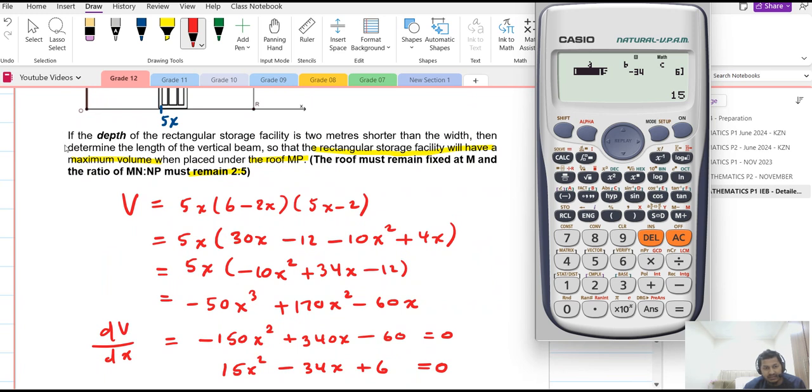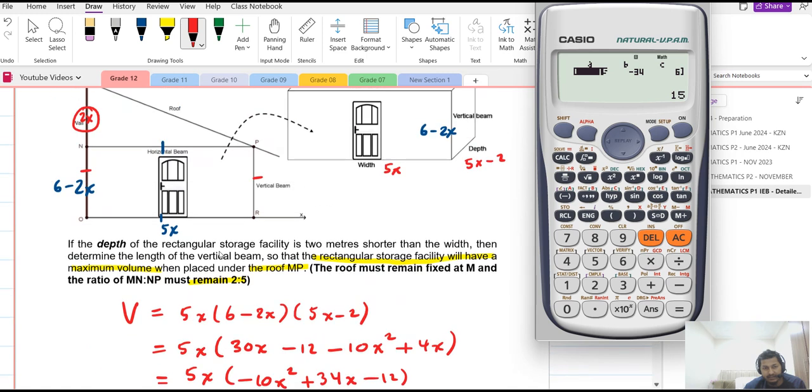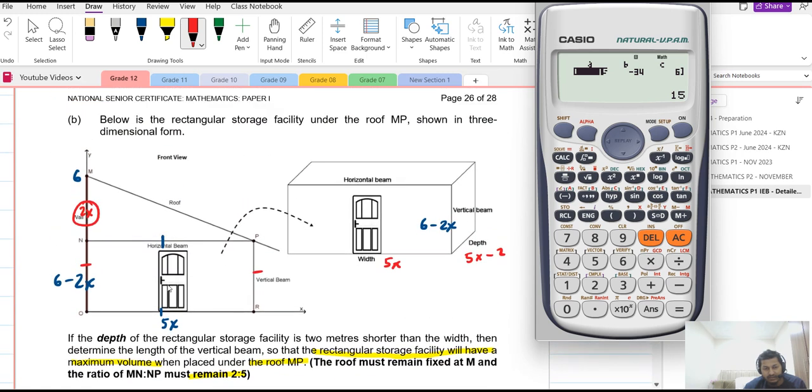Then determine the length of the vertical beam. That was 5x, 5x. MN to NP, 5x, 5x. 2 meters shorter than the width. And this was 6 minus 2x, because 6 minus the 2x there.